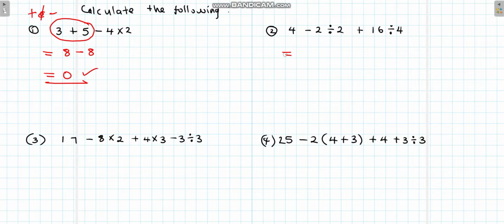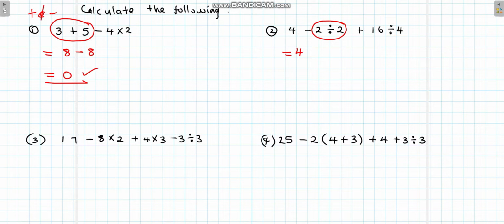Number 2. Analyze our question. How many terms do we have? 1, 2, 3 terms. So we are not allowed to say 4 minus 2 before 2 divides what? 2. Another thing, in this case, 16 must also divide what? 4. Now let's answer our question. So we'll have our 4. What is 2 divided by 2? 2 divided by 2 is 1. When you divide any number by itself, you get 1.